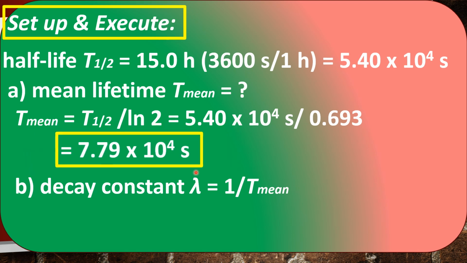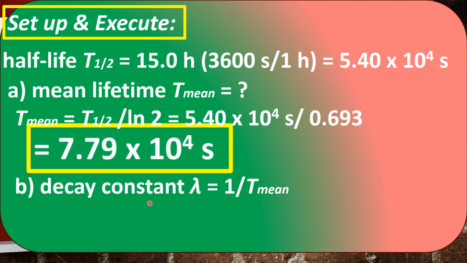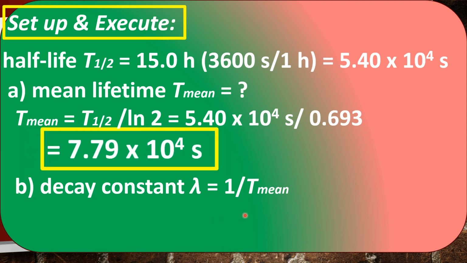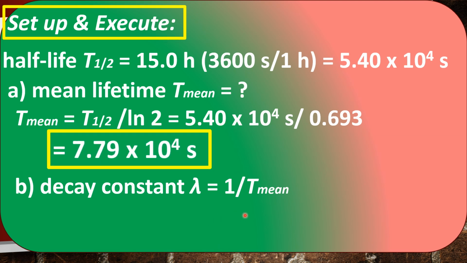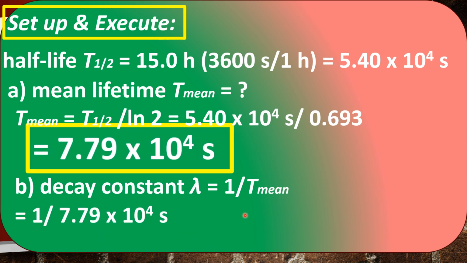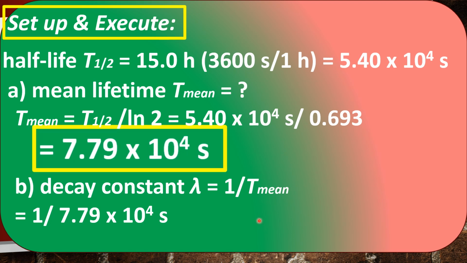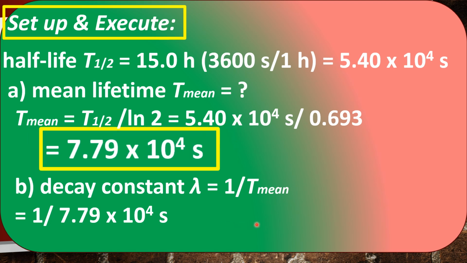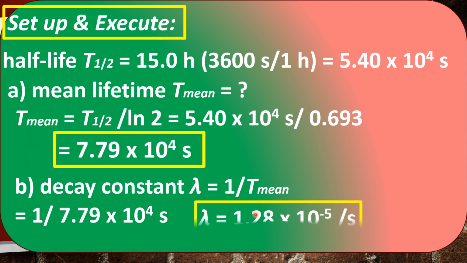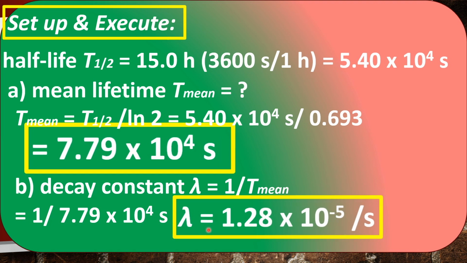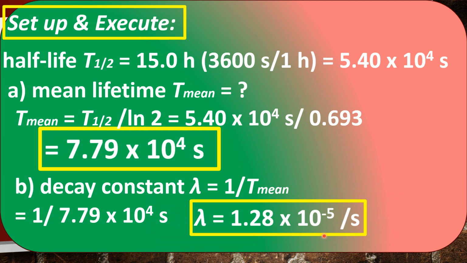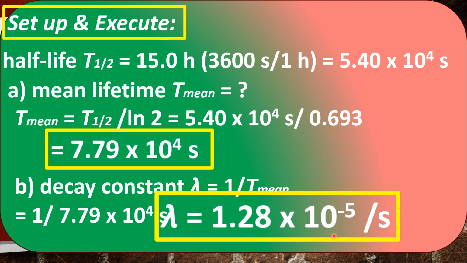The second target variable is the decay constant lambda, which is simply the reciprocal of the mean lifetime. That is 1 over 7.79 times 10 to the 4th power seconds, or lambda is equal to 1.28 times 10 to the negative 5 disintegrations per second.